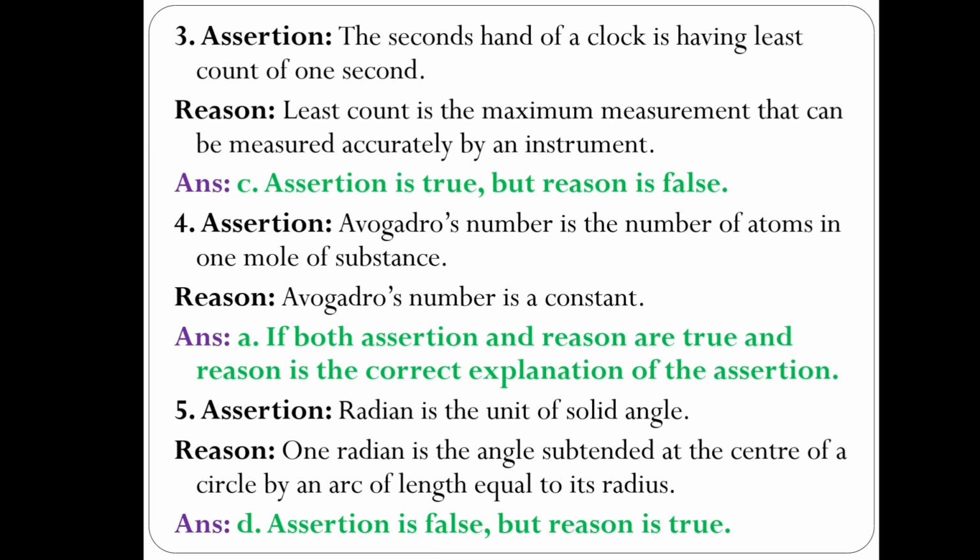1 radian is the angle subtended at the center of a circle by an arc of length equal to its radius. That is given as a reason. Whatever they have given in the reason is true. So the assertion is false, but the reason is true. The answer is option D. Assertion is false, but reason is true.